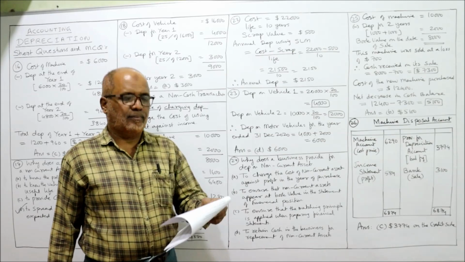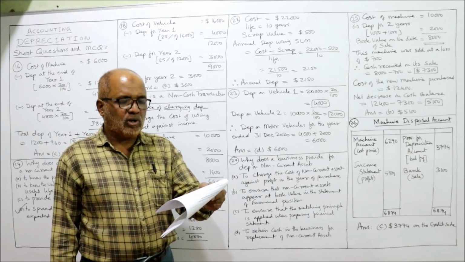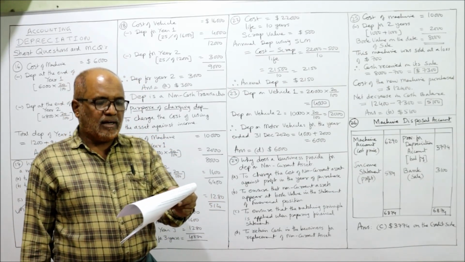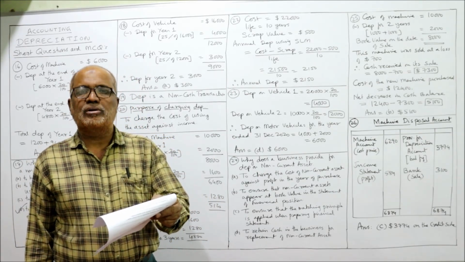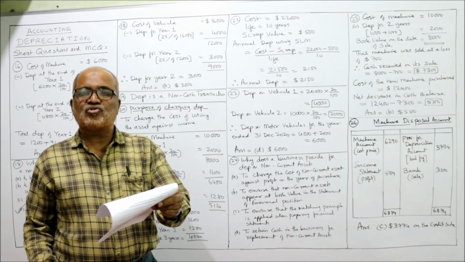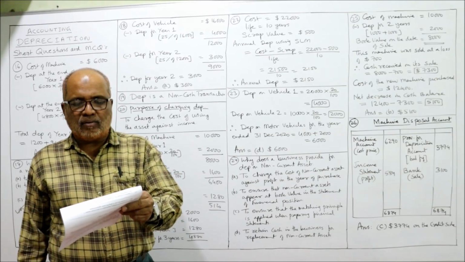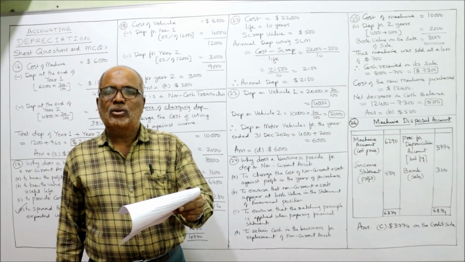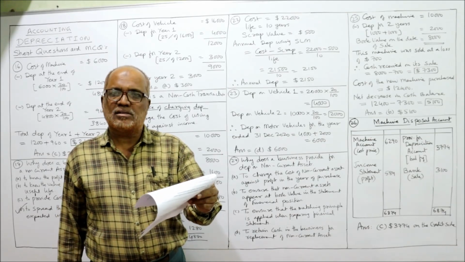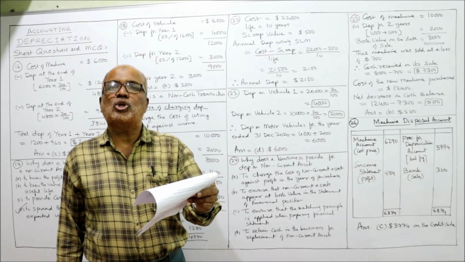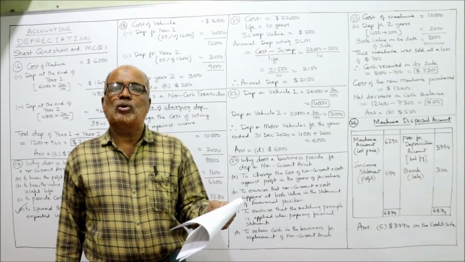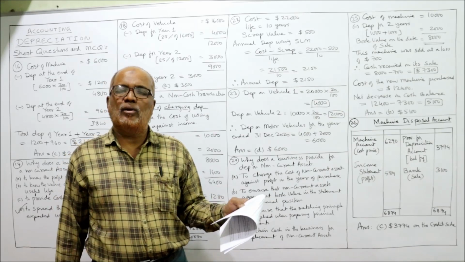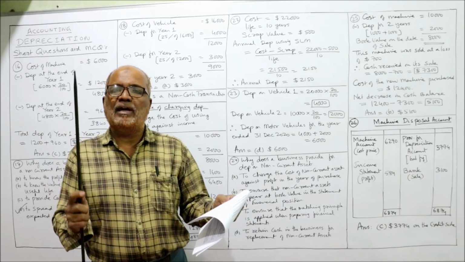Next, the 23rd. Mandeep depreciates his motor vehicle at 20% using the straight line method. A full year depreciation is provided in the year of purchase. Mandeep bought a motor vehicle on 1st Jan 2017 for $20,000, and the rate of depreciation is 20%. So 20,000 into 20 by 100, you get 4,000. So 4,000 depreciation for vehicle 1.